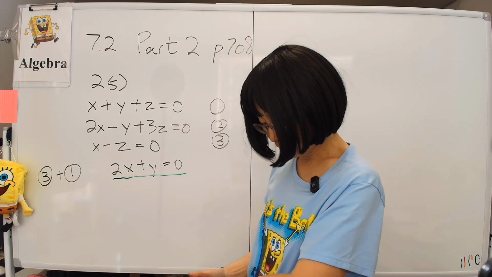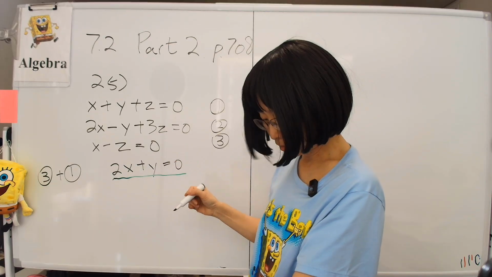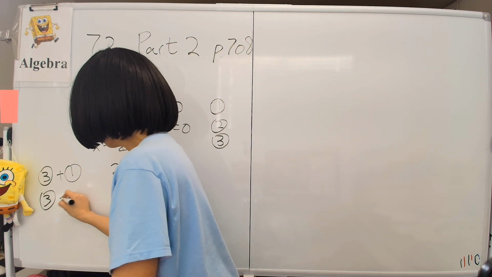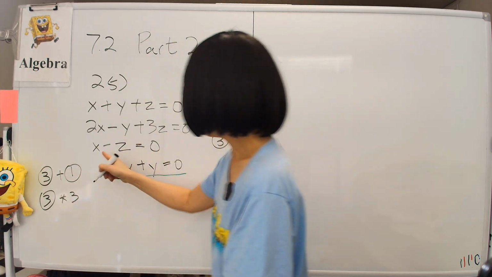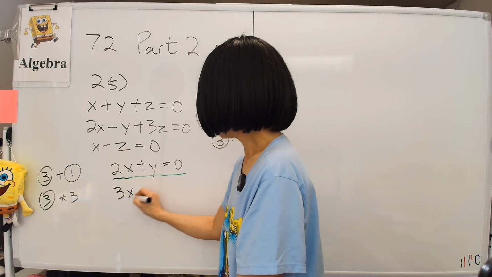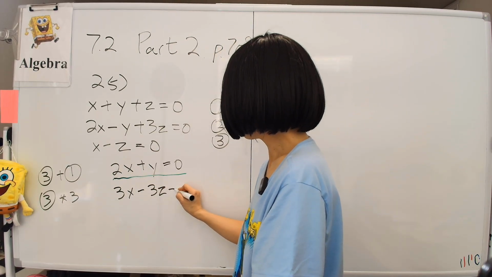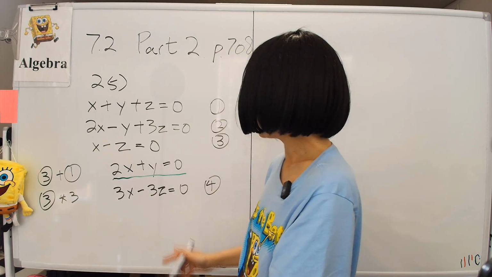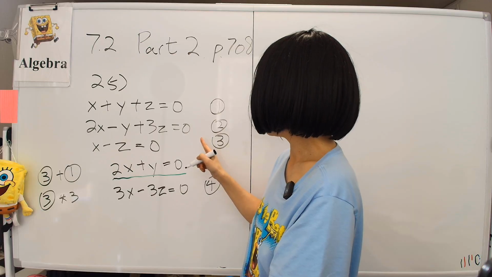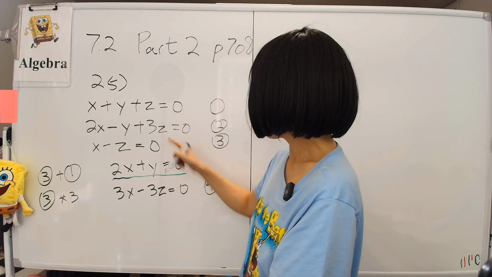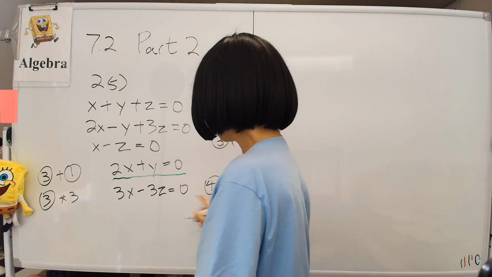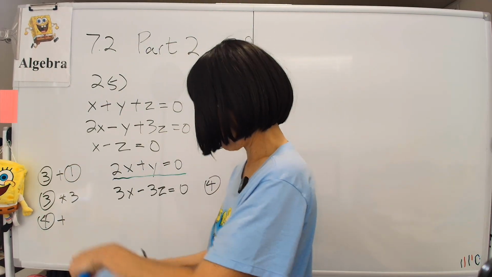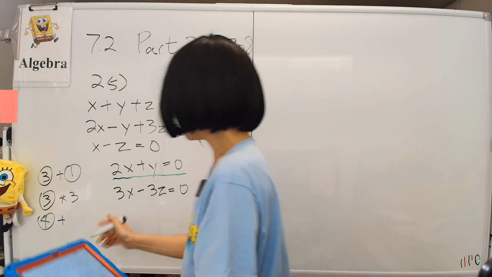The second thing we're going to do is take the same equation 3 and multiply it by 3. That will be 3x minus 3z equal to 0, and we'll call that equation 4. We'll take equation 4 and add it to equation 2, and get rid of z that way.